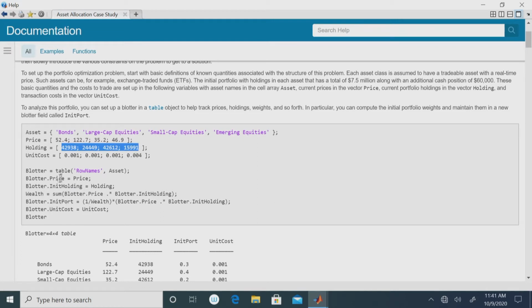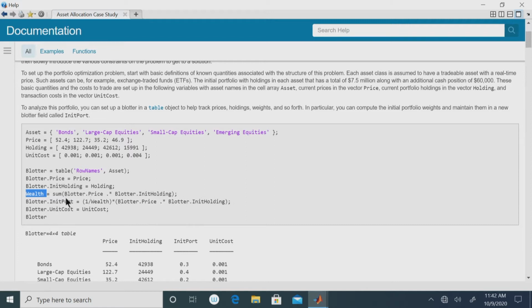So, once you have the price and the holding, obviously then what is going to be the total wealth. This command, blotter dot price star dot blotter initial holding, takes the blotter price vector and the blotter initial holding vector, which are price and holdings, and multiplies them component wise and adds them up. So, if you do the multiplication manually, you will see that the wealth level turns out to be 7.5 million.